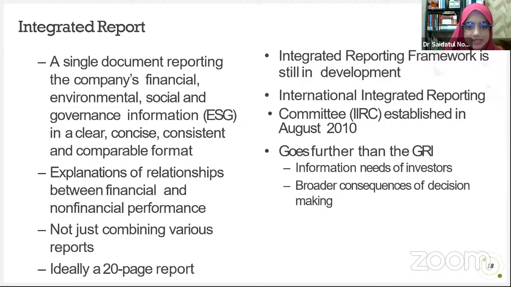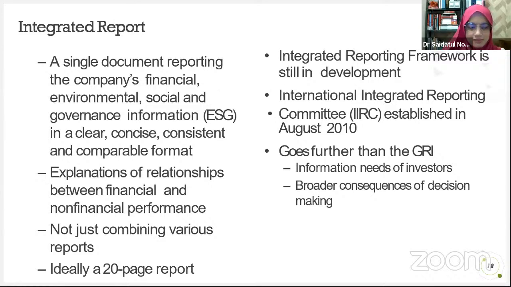The integrated reporting framework, however, is still in development. The International Integrated Reporting Committee was established in August 2010, 10 years ago, and this goes further than the GRI, because integrated reporting follows the information needs of investors, what investors really wanted to know. So they put that in the criteria: broader consequence of decision making. When you make decisions according to an integrated report, you look not only at the economic aspects, but also at the social, governance and environmental aspects, and how you create value out of it.